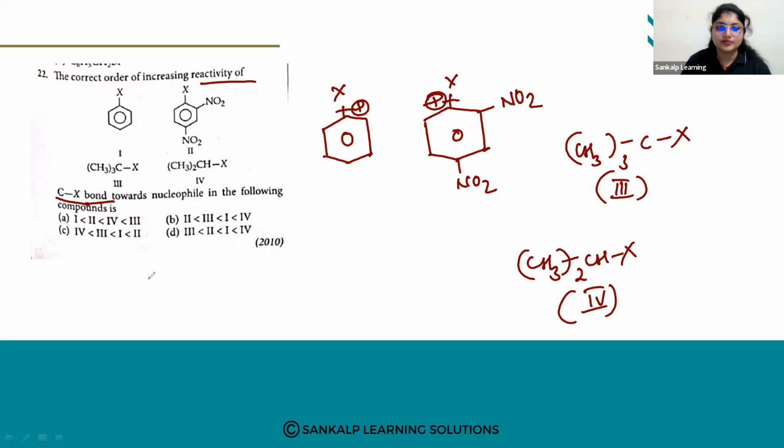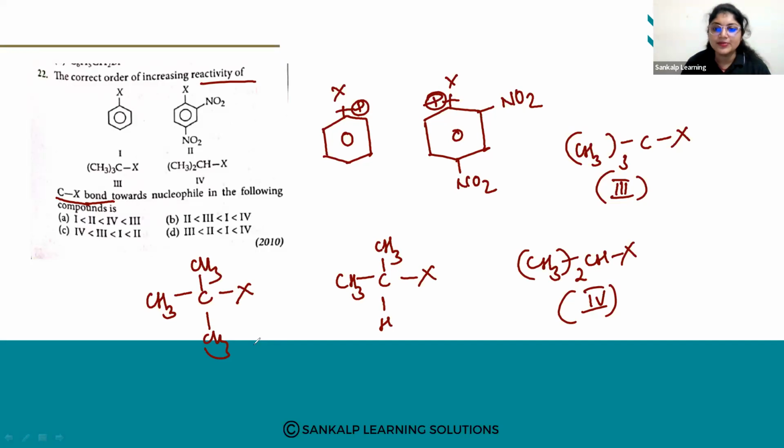Third is what? CH3-C-CH3-X, so this is tertiary. Then here it is CH3-CH-X. So the third is more stable first, and then comes your fourth. The third is more stable, then your fourth is more stable.